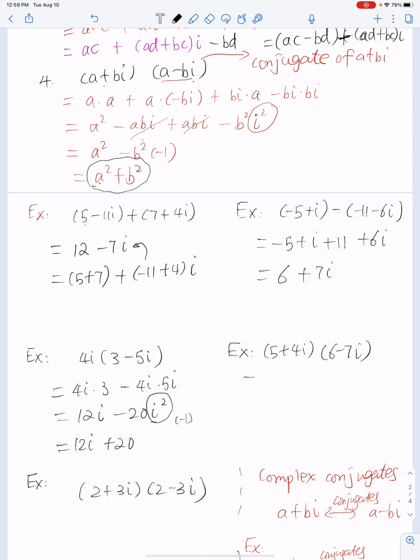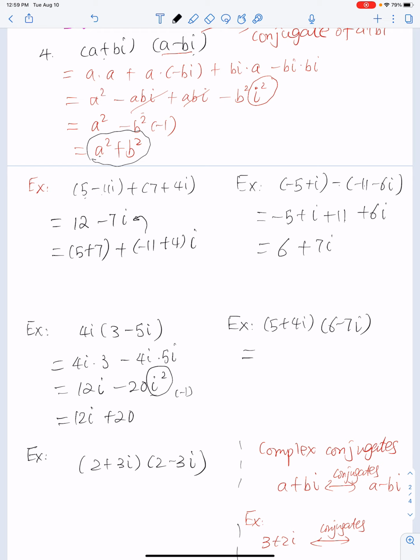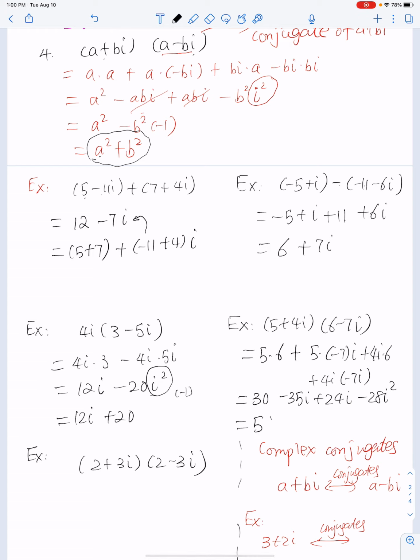And similarly, what do we need to do here? FOIL, yeah? It's 5 times 6 plus 5 times negative 7i plus 4i times 6 plus 4i times negative 7i. You can do it slowly, and then you can even pause the video and do it by yourself and then compare your answers. Okay, 30 minus 35i plus 24i minus 28i squared. i squared become negative 1, so it's 58 minus 11i.